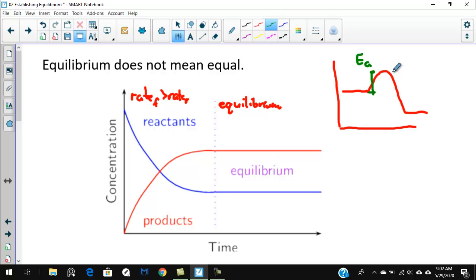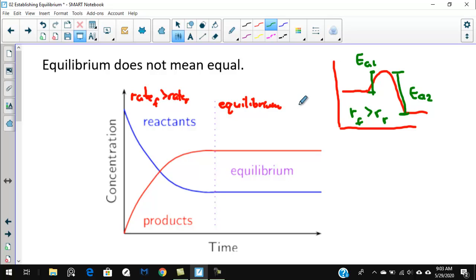The activation energy for the reverse reaction is actually right here. So we have the activation energy of the forward reaction, and we'll call that EA1. And we have the one for the reverse reaction, we'll call that EA2. It actually takes a lot more energy to make the reverse reaction happen. You need this whole increase in activation energy to get the reverse reaction happening. So that makes the rate of the forward reaction greater than the rate of the reverse reaction.